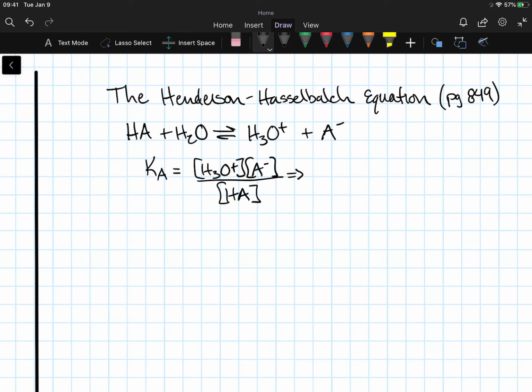I can rearrange this so that we have the concentration of H3O plus. After all, we want the pH, so we can rearrange this so that we just have the H3O plus concentration on one side of the equation. On the right hand side we would end up with Ka times the concentration of HA over the concentration of A minus. So now the H3O plus concentration is just dependent on the weak acid equilibrium constant Ka times the ratio of the weak acid divided by its conjugate base. So we're going to rewrite this down here.